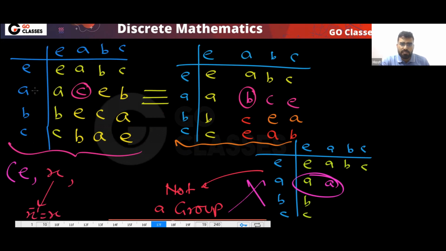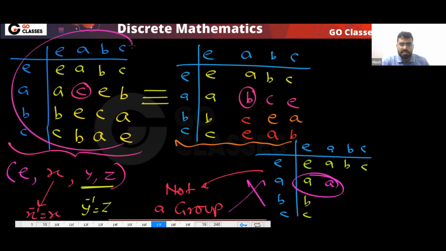What is the inverse of A? Inverse of A is B, and inverse of C is, so you can notice that the remaining two elements are inverse of each other. Means Y inverse is Z, Z inverse is Y. Is it clear? This structure is like this. We have an identity element, one element is the inverse of itself, and the remaining two elements are inverse of each other.